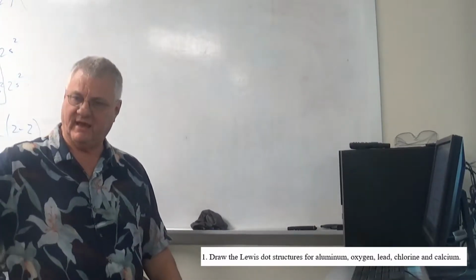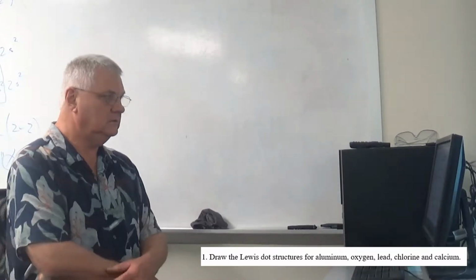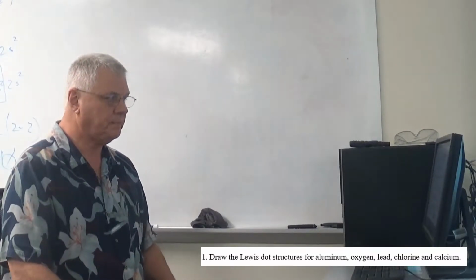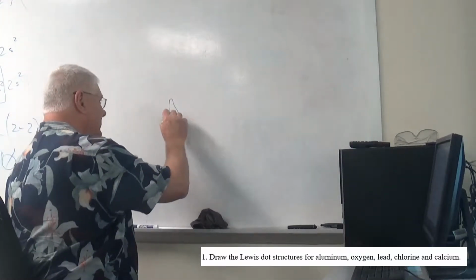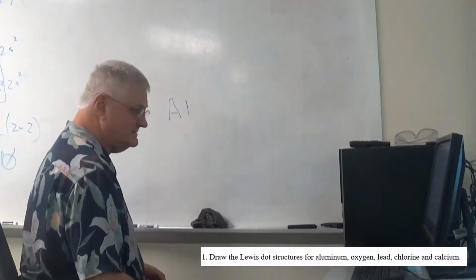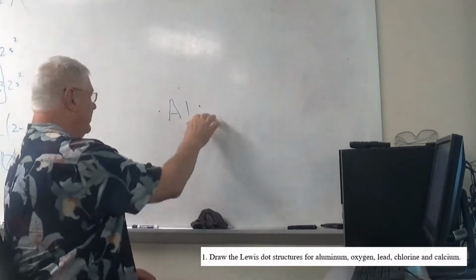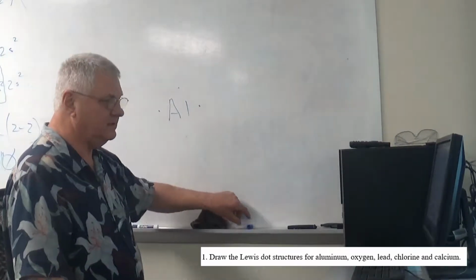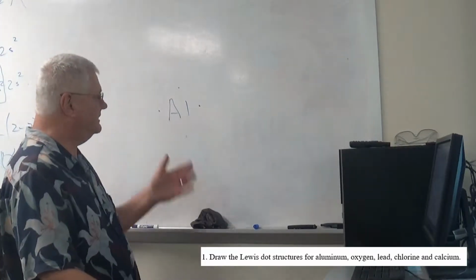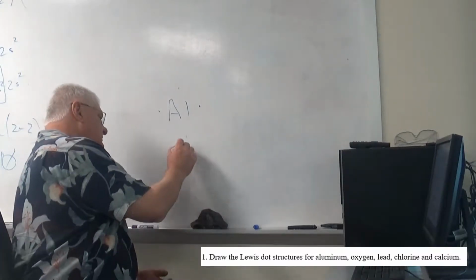Good. So if you have your periodic table, find aluminum on your periodic table. What group is it in? 3. It's in group 3A, so aluminum is just going to have 3 dots. It doesn't matter where you put them, here, here, here, or here. They have nothing to do with molecular geometry, but this would be the Lewis dot structure for aluminum.